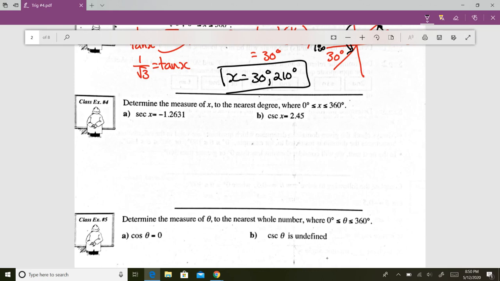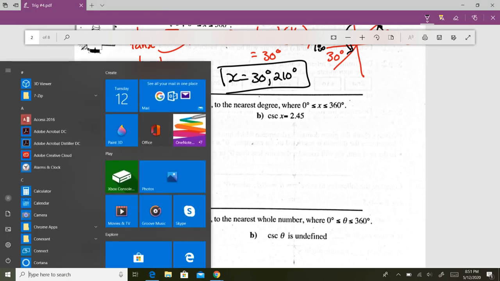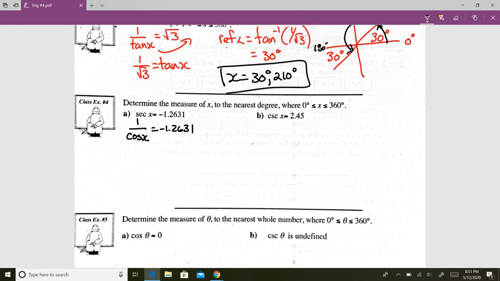Find angle x. All right. Secant. What is secant? Hopefully you've remembered that. Secant is 1 over cosine. We always want to get rid of these reciprocal trig functions and rewrite them as primary. Again, same process, multiply that up, divide off the 1.2631. So I get 1 over negative 1.2631 is equal to cos x. Where is cosine negative?